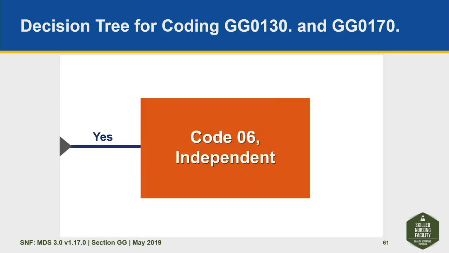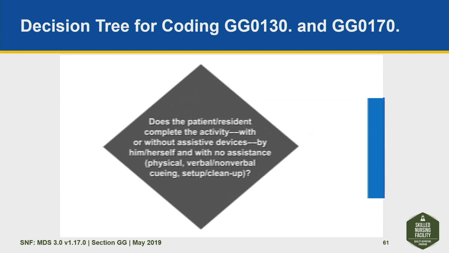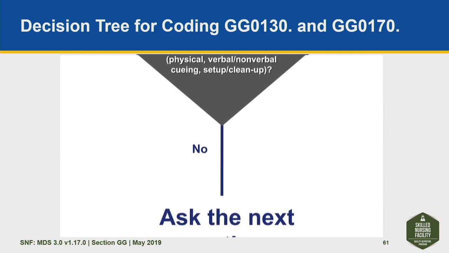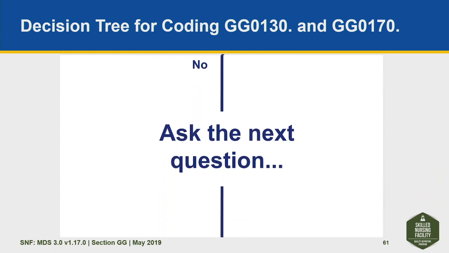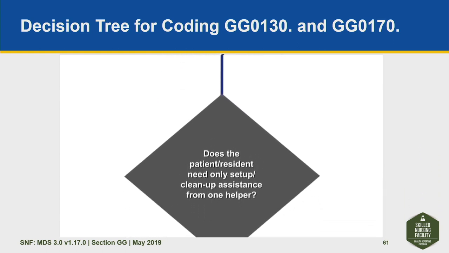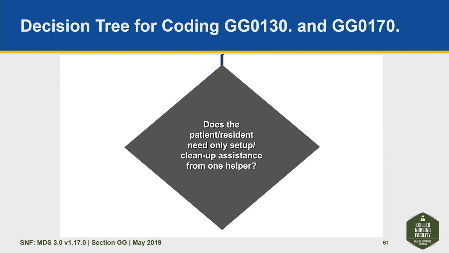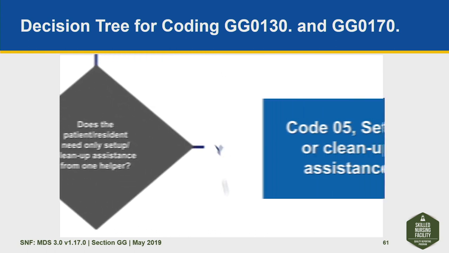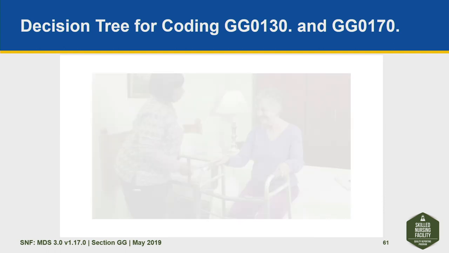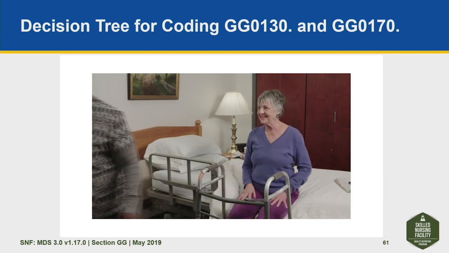If, however, the answer to this first question is no, the patient or resident is not able to complete the activity by him or herself without assistance, proceed to the next question. The second question in the decision tree asks, does the patient or resident need only setup or cleanup assistance from one helper? If the answer to this question is yes, the correct code for this patient or resident is 05, setup or cleanup assistance.